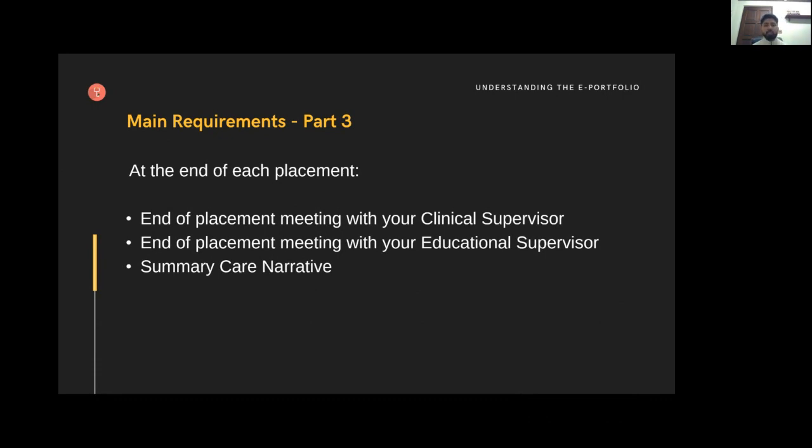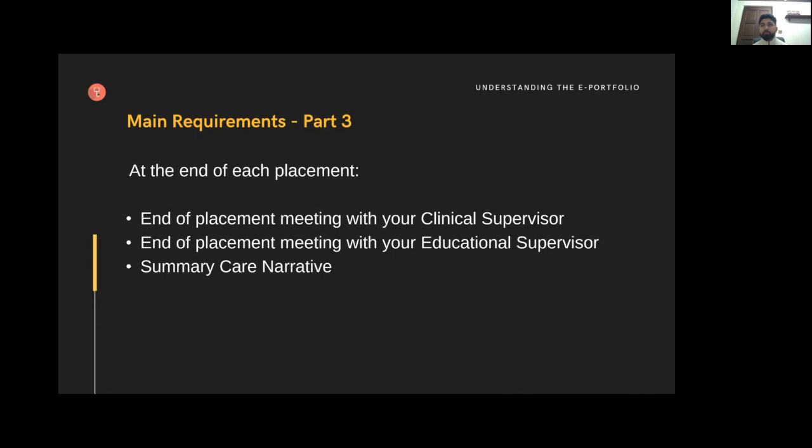Now you also need to complete a summary care narrative. We'll go into this a bit later because it's quite complicated, and it took me a while to figure out how to do it. But essentially, a summary care narrative explains why the things you do within your year map to the curriculum that HEE and UKFP have designed for you.